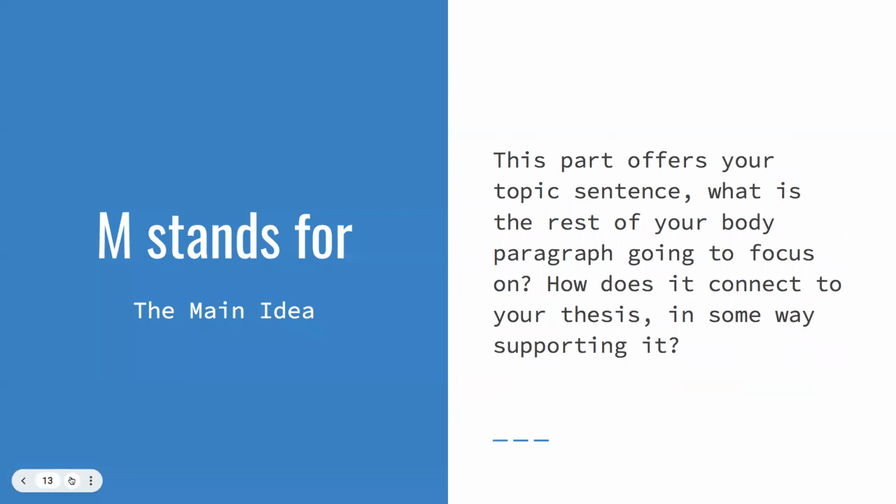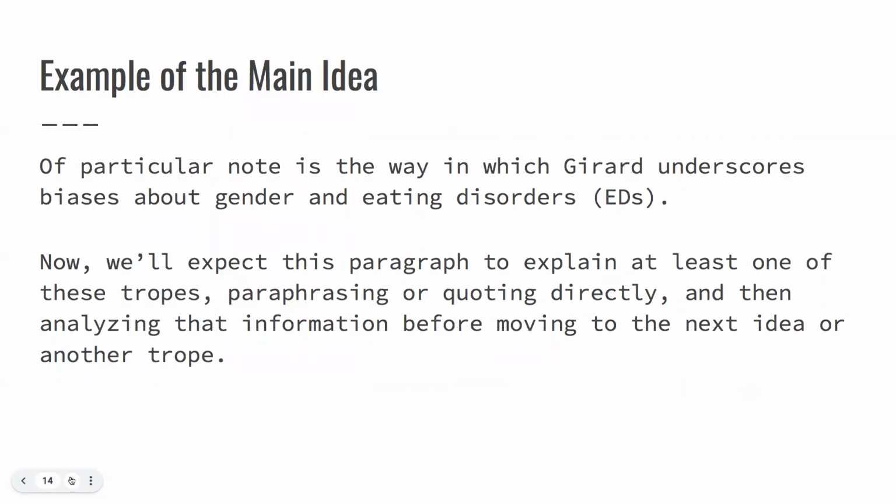M stands for the main idea. This part offers your topic sentence, what the rest of your paragraph is going to focus on. It answers a question of how this paragraph connects to your thesis, supporting it in some way. So for an example, "Of particular note is the way in which Girard underscores biases about gender and eating disorders, or EDs." Now we'd expect this paragraph to explain at least some of these tropes, paraphrasing or quoting directly, and then analyzing that information before moving on to the next idea or another bias.